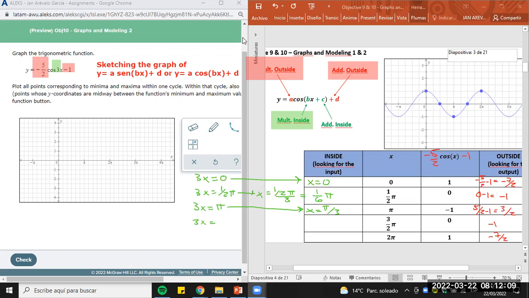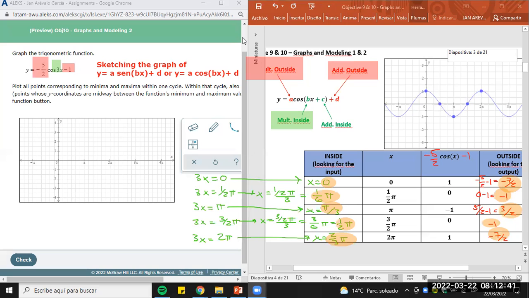Then 3x equals 3/2 of pi. That means that x equals 3/2 of pi divided by 3. That is the same thing as 3 divided by 6 pi, but 3 divided by 6 is just 1/2, so that's 1/2 of pi. Then 3x equals 2 pi. That directly means that x equals 2/3 of pi.